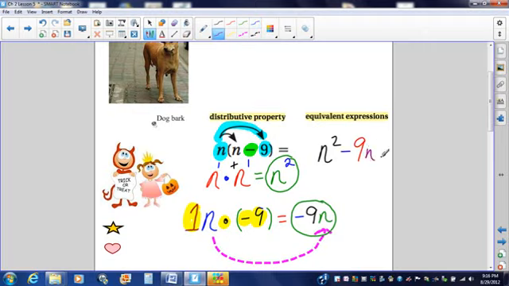Remember that 1 is a heart, and squared, 1 is a star. You cannot put these together. This is n squared, this is n, or really n to the first power. You cannot put these together.